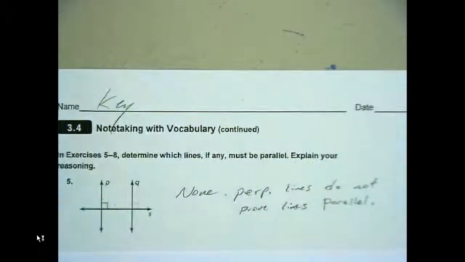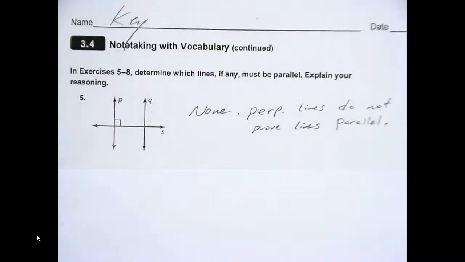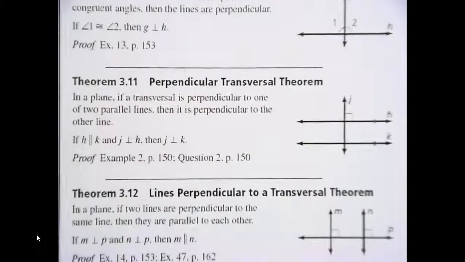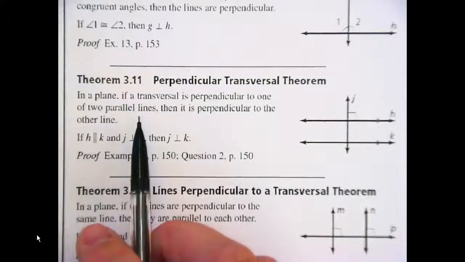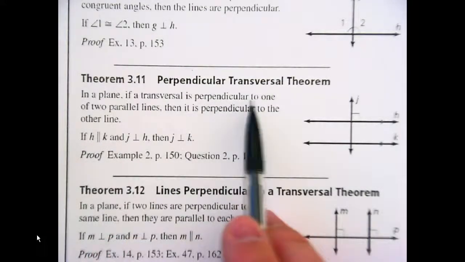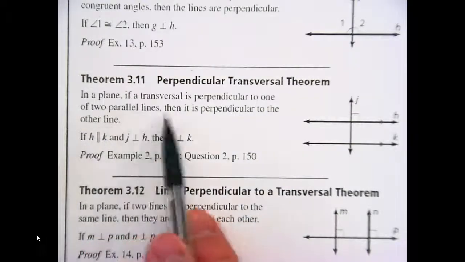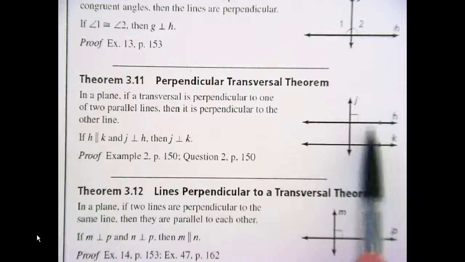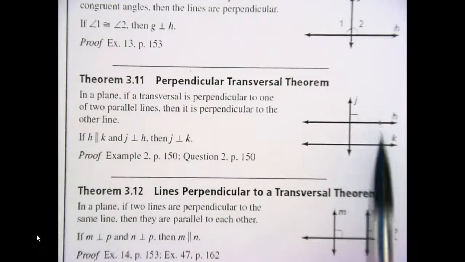What about the perpendicular transversal theorem? Well, what does that theorem say? The perpendicular transversal theorem says in a plane, if a transversal is perpendicular to one of two parallel lines, then it's perpendicular to the other. So it says if it's perpendicular to one of two parallel lines.